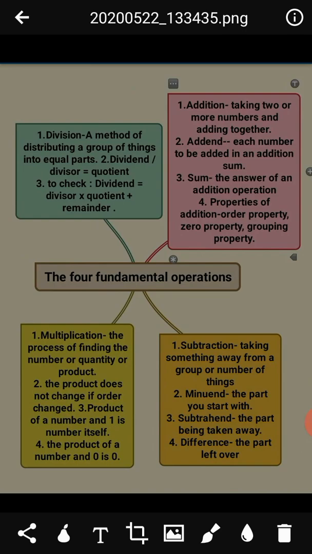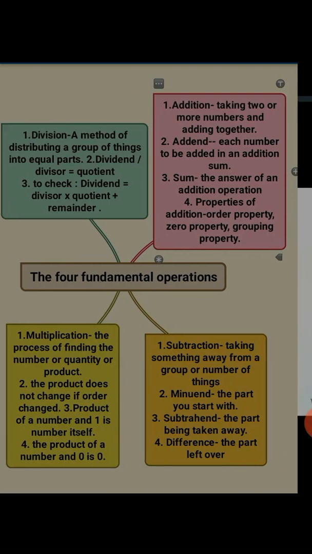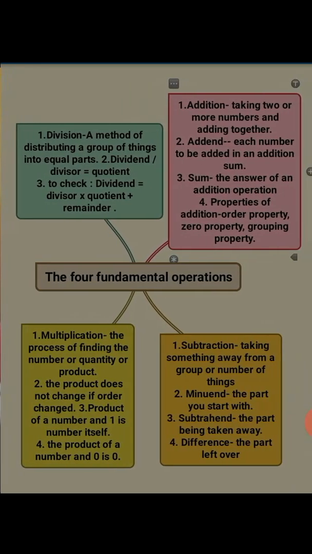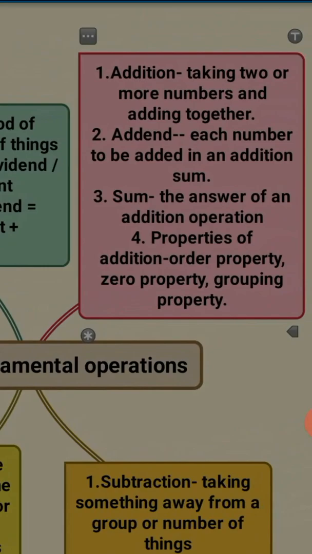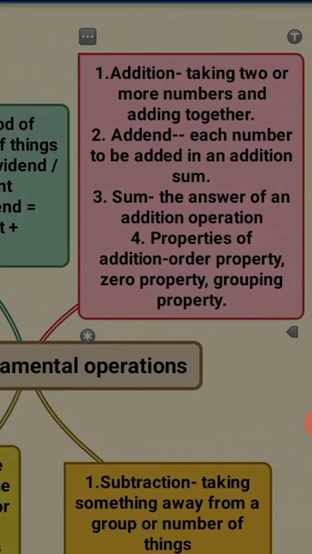Now let's take a quick recap of chapter 4, fundamental operations. In this chapter you have covered first addition. So what is addition? Taking two or more numbers and adding them together is addition. Addends: each number to be added in the addition sum is called an addend, and the answer after addition is called the sum. And here you have done properties of addition: zero property, order property and grouping property.